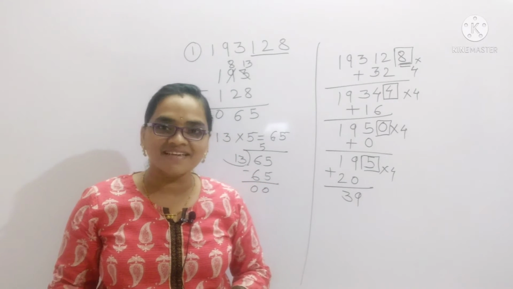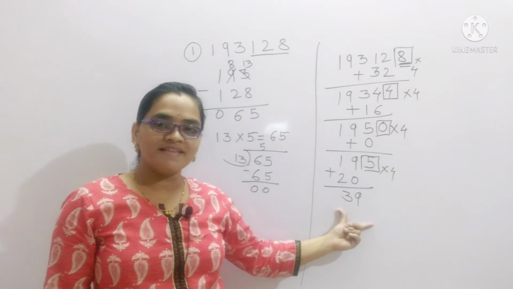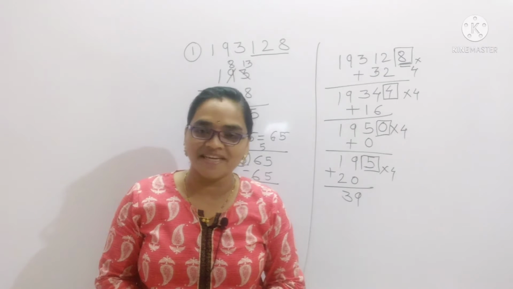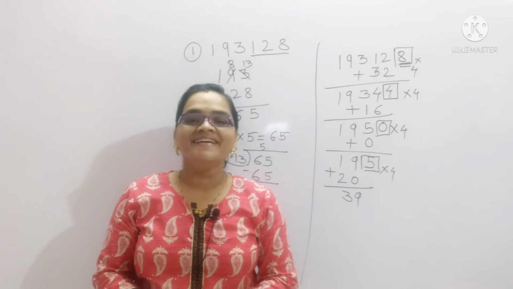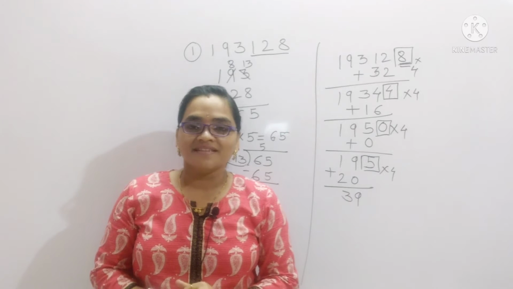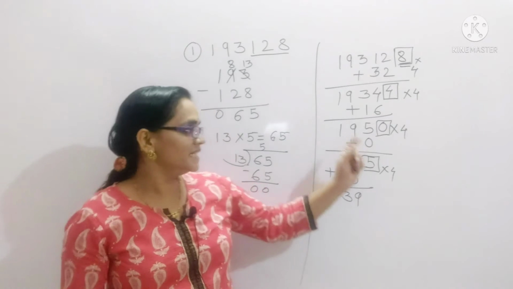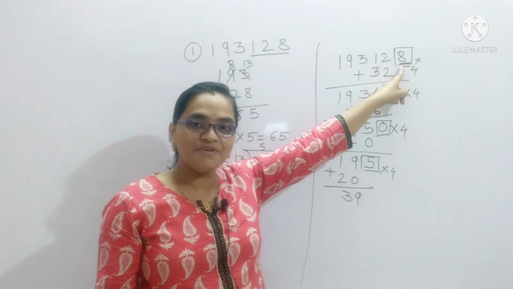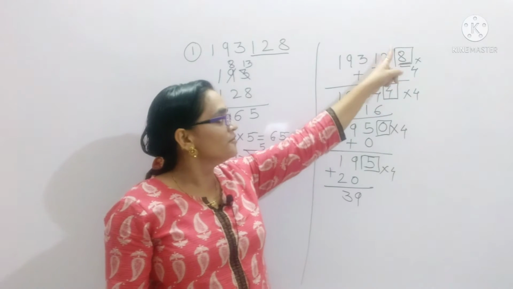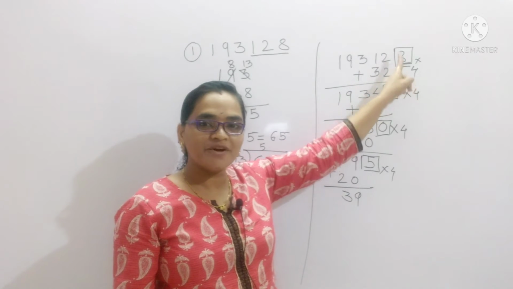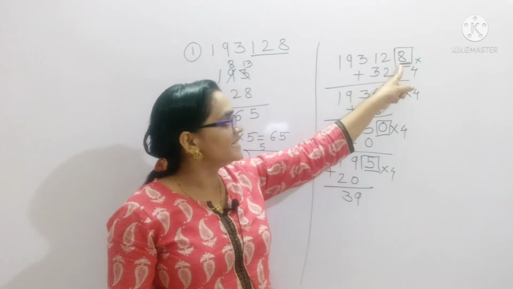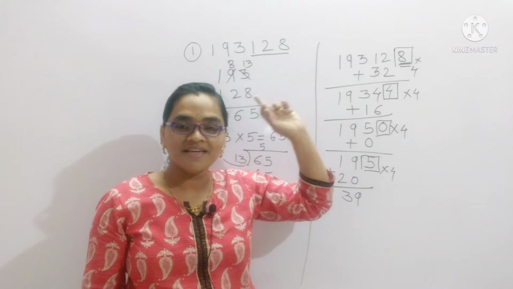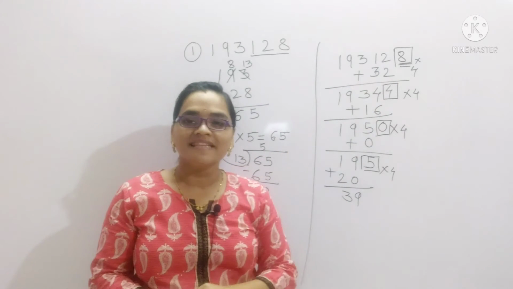Yes, 13 threes are 39. 39 is divisible by 13, so the given number 193,128 is also divisible by 13. Okay, understood? Then see here, what is important in the second test? While doing this calculation, the ones place digit we are not adding again. Wherever the given ones place digit I have marked there by a square, that digit we are not taking as an addition. While doing the addition we are not repeating that number.